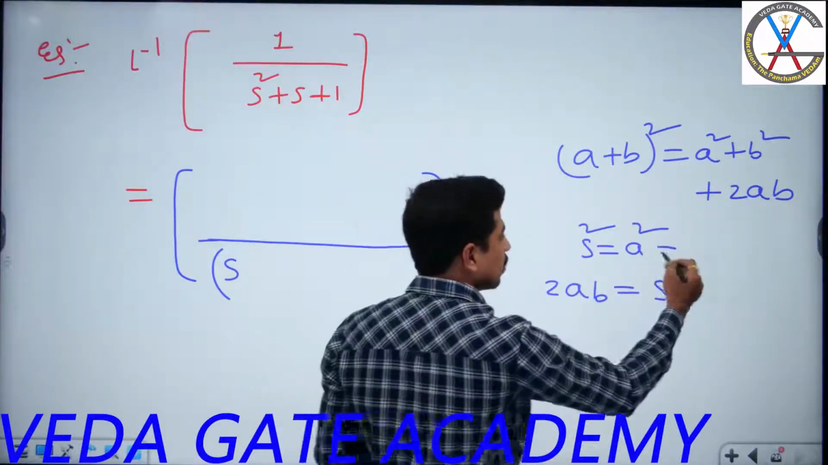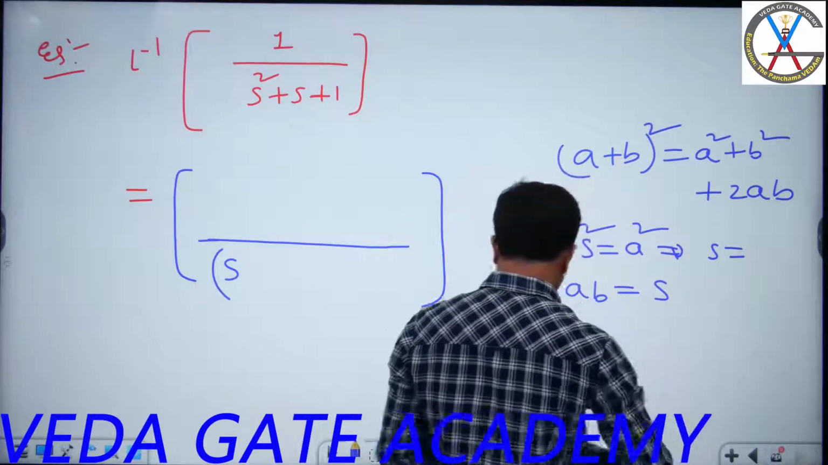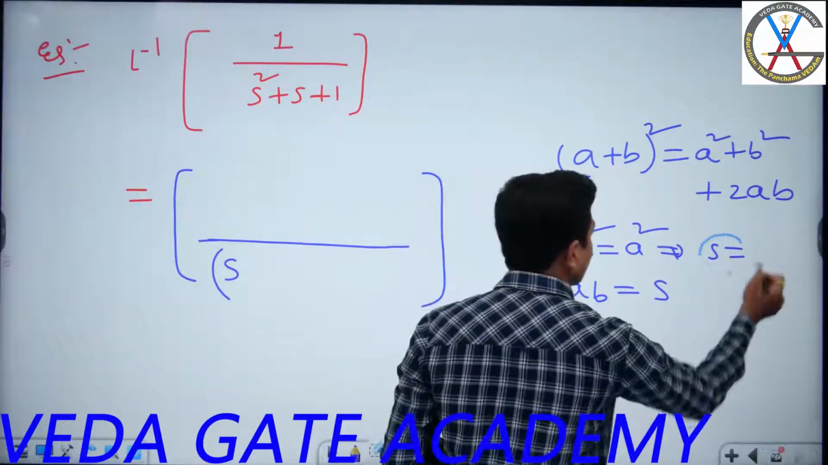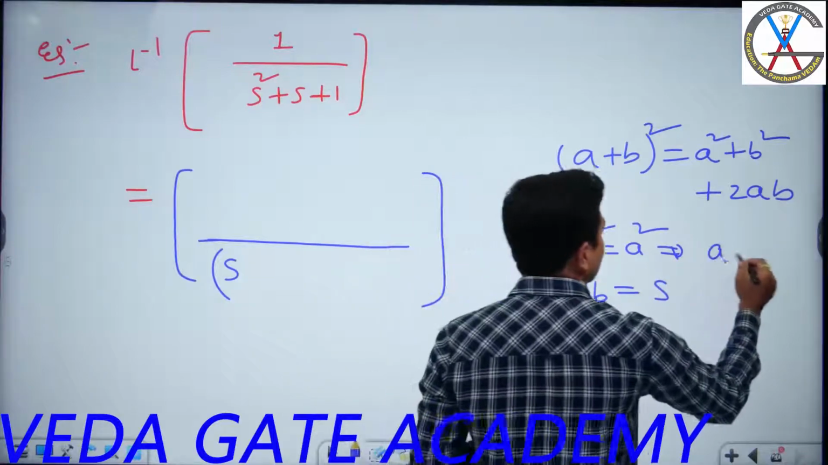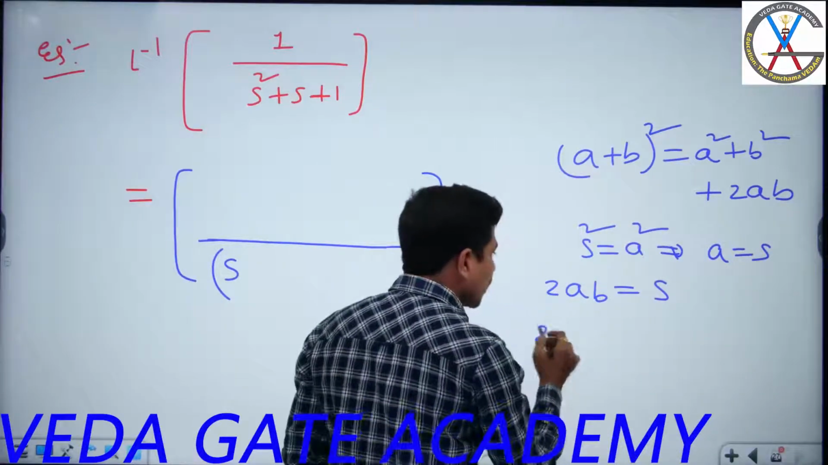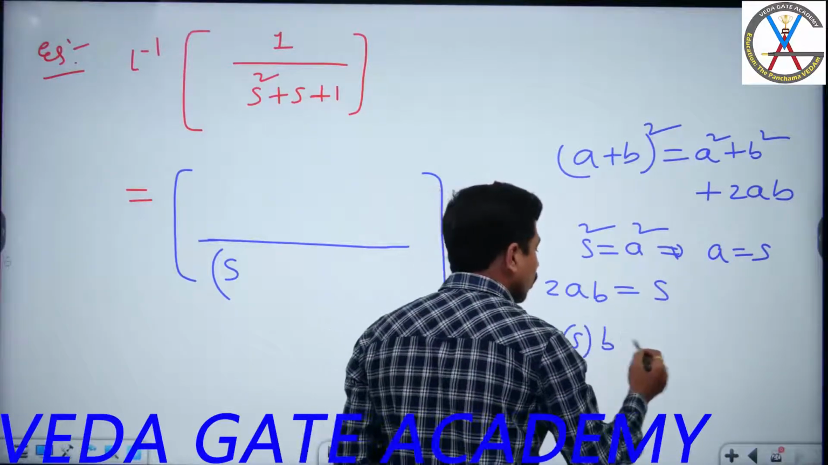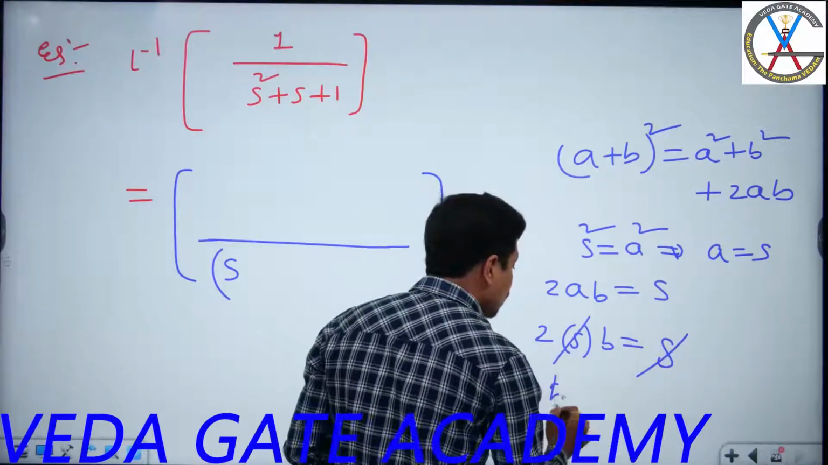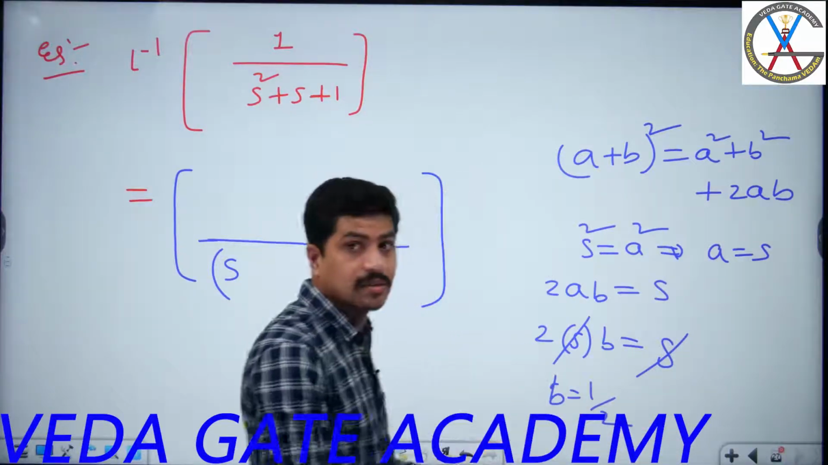S square is equal to a square. Therefore, s is equal to a, or a is equal to s. A is equal to s we take. Yes, that implies a equal to s we are taking. Now a is s. We don't know b. S is gone. So b is what? 1 by 2. B is 1 by 2.